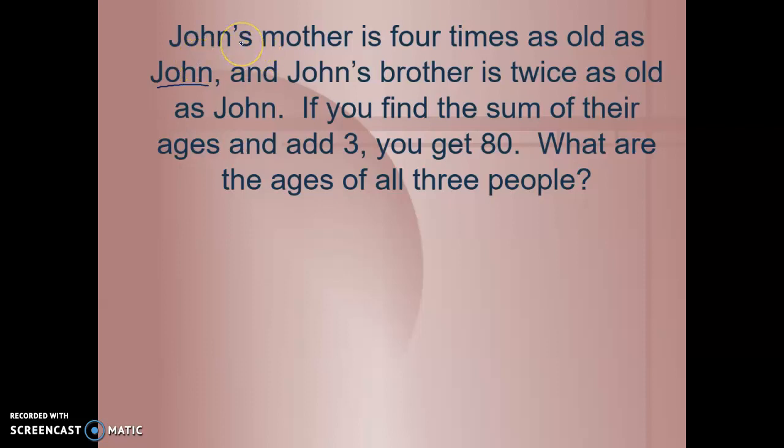John's mother is 4 times as old as John, and John's brother is twice as old as John. So everything is dependent on John's age. We also know that we're going to have to add something together here to find the sum of their ages. And we're also going to have to add 3 to that sum. And we know that when we've done all that, we're going to get 80. So how can we set this up?